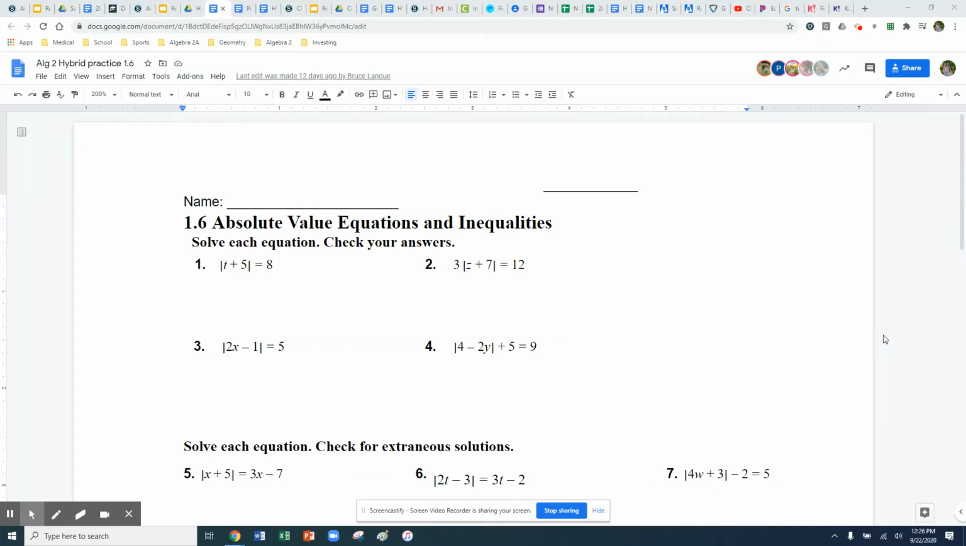Yeah. So 1.6 is our last section from chapter 1. There we go. And we start looking at this concept of absolute value. So it's something you've been introduced before. Who can tell me what is the definition of an absolute value?